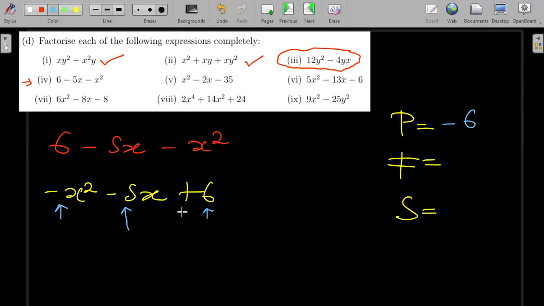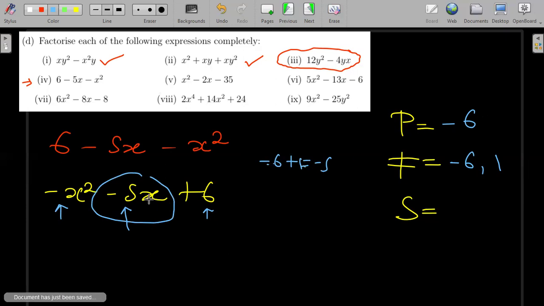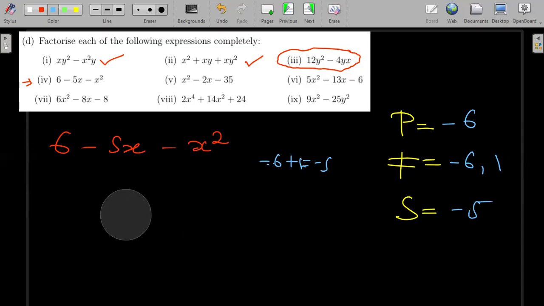Minus 6 and positive 1. Yeah, exactly. So we're going to use the factors to be minus 6 and positive 1. So you see that when I add minus 6 plus 1, I get minus 5, which is this sum. When I multiply them, I get this product. So the sum is minus 5 there.